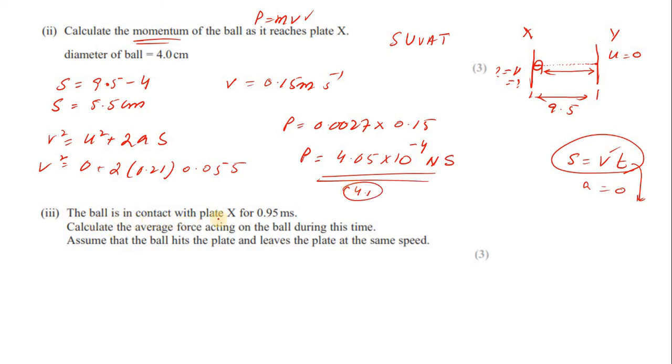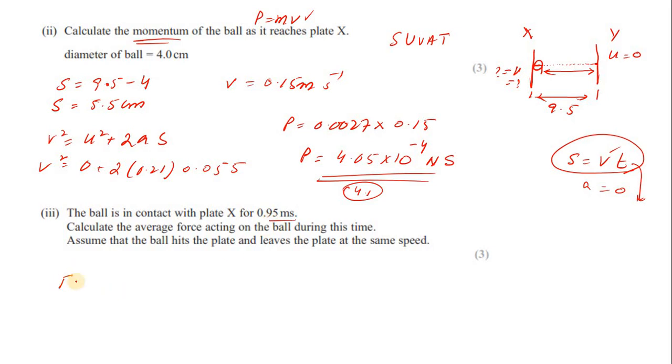The ball is in contact with the plate X for 0.95 millisecond. Calculate the average force acting on the ball during this time. Assume that the ball hits the plate and leaves the plate at the same speed. So the idea of finding force: momentum is given and time is also given.